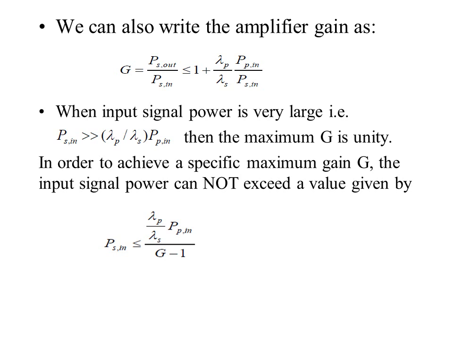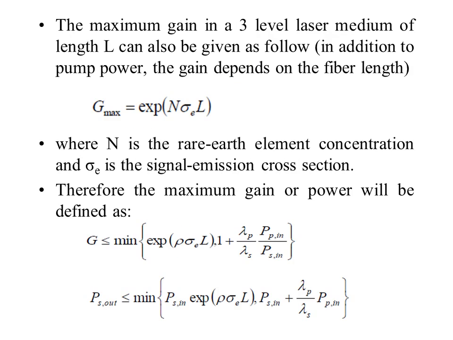The input signal power should not exceed the value in this equation, because once it increases beyond this value, the gain will not reach the maximum value. So to get the maximum gain, the input signal power PS in should be less than or equal to the wavelength of the pump divided by the wavelength of the signal, times the pump power PP in divided by G minus 1. The maximum gain in a 3-level laser medium of length L can also be given as G maximum equal to exponential of N sigma E L, where N is the rare earth element concentration and sigma E is the signal emission cross section. Therefore, maximum gain will be defined in terms of this equation.